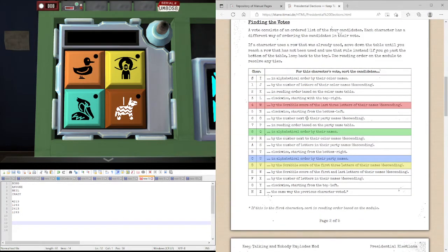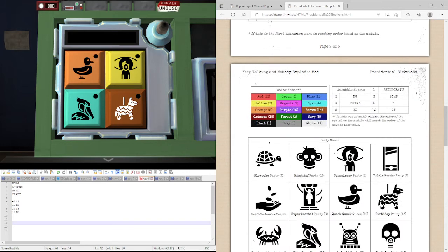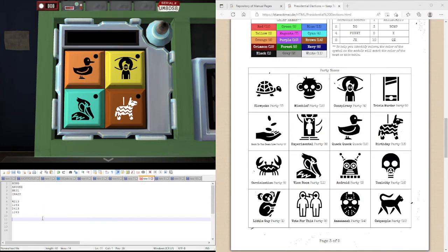Number 5, we have S, by the number of letters in the party names, descending. So let's type their party names out again. Instead I'm going to give the party names as one string. We have Quack Quack. We have Conspiracy Party.